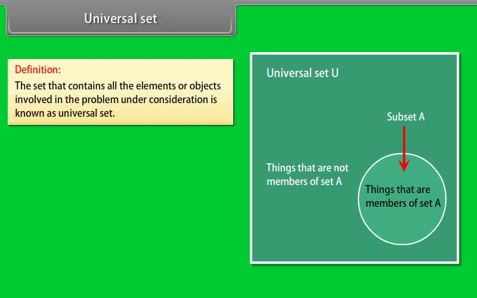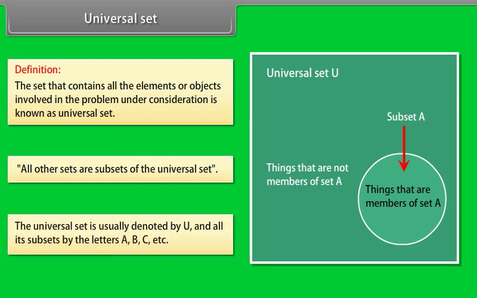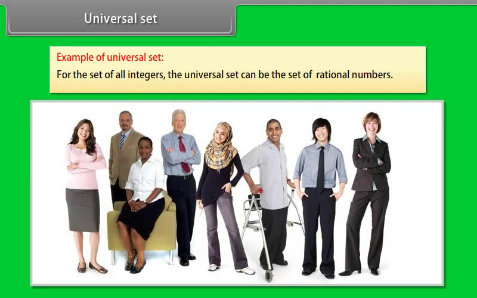Universal set. Definition. The set that contains all the elements or objects involved in the problem under consideration is known as universal set. All other sets are subsets of the universal set. The universal set is usually denoted by U and all its subsets by the letters A, B, C, etc. Example of universal set. For the set of all integers, the universal set can be the set of rational numbers.